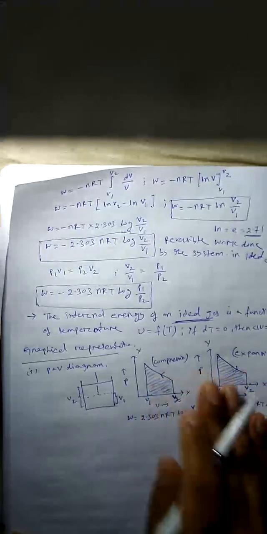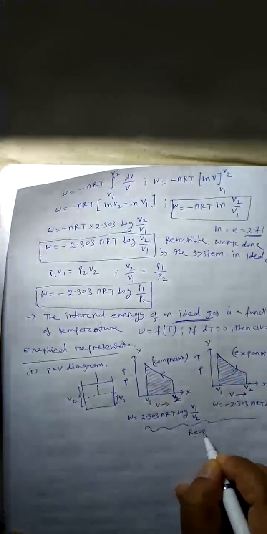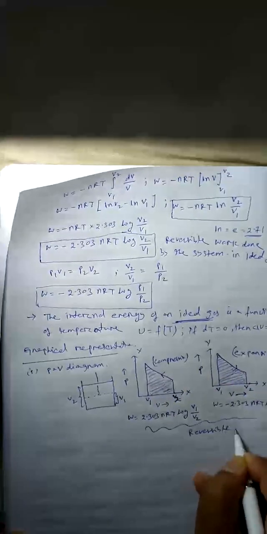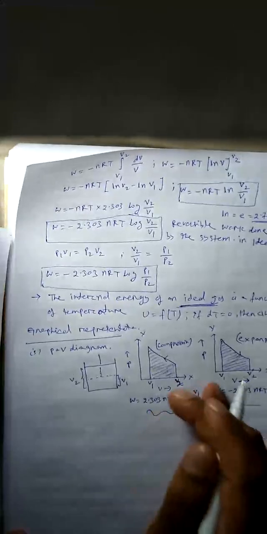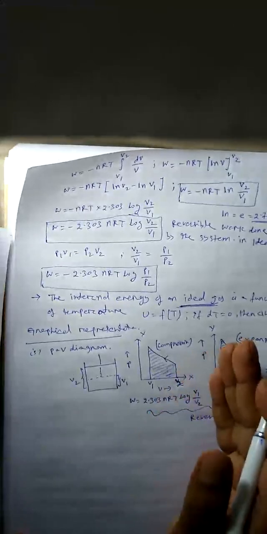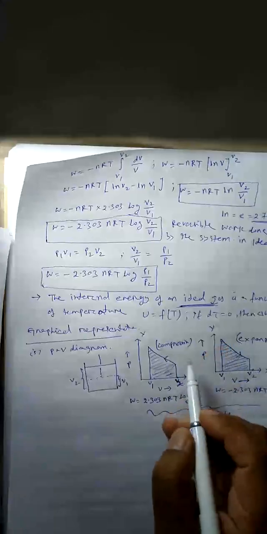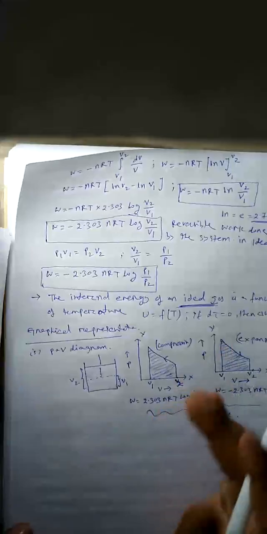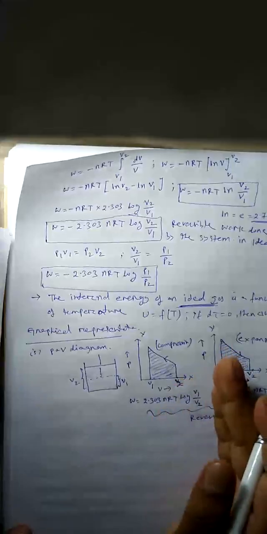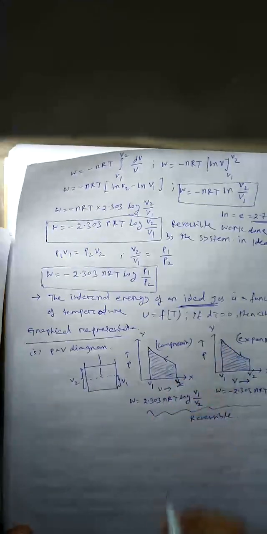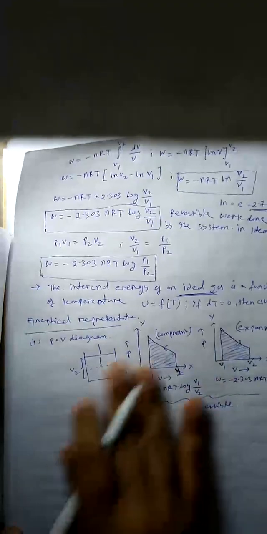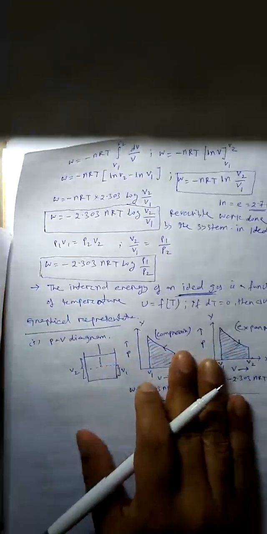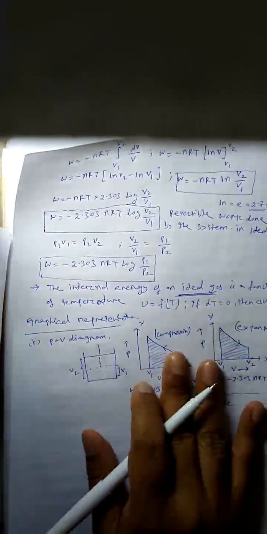All these cases are reversible. But in case of irreversible processes, we have less work. When we study the irreversible cases, I will tell you how less work is performed in an irreversible process. In a reversible process, maximum work is possible, but in an irreversible process, minimum work is possible. So this is the graphical representation of the PV diagram.